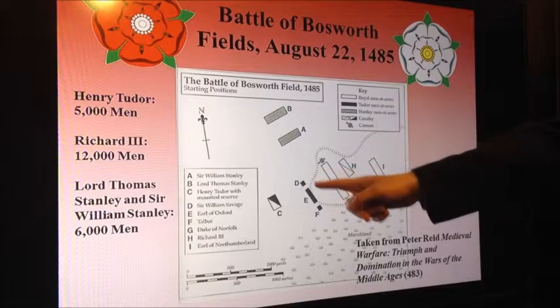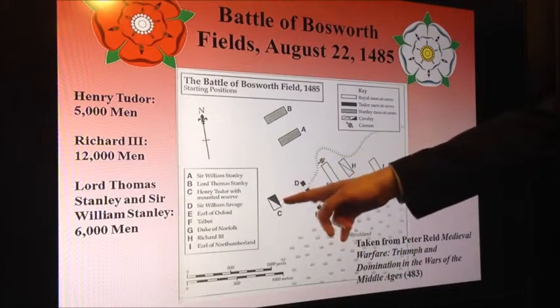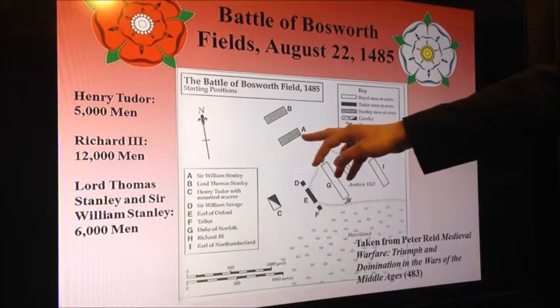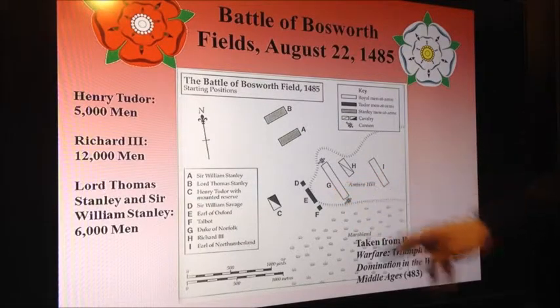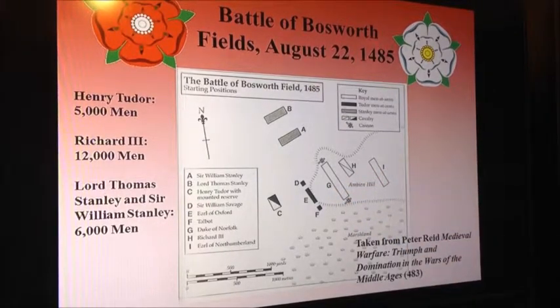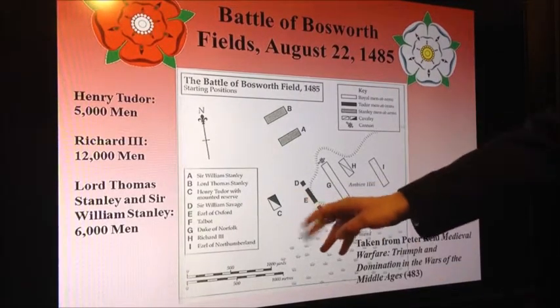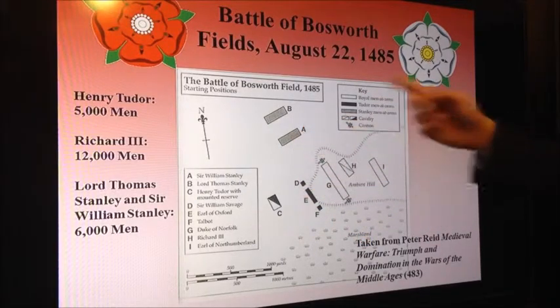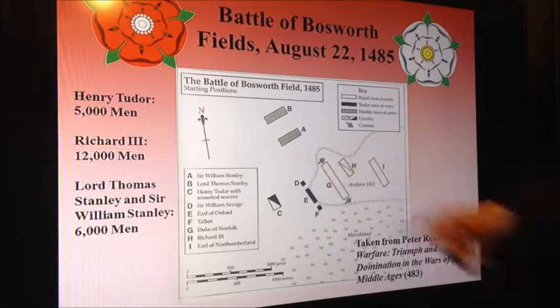This is Henry Tudor's battle lines. This is his main line. This is where Henry Tudor is with about 50 men. This is where Sir William Stanley is, and this is where Thomas Stanley is. So these two lines engage in fighting, and it's looking like Henry Tudor is going to lose the fight. So Henry, who's over here, decides to go ask his stepfather for help. He arrives with about 50 men to here.